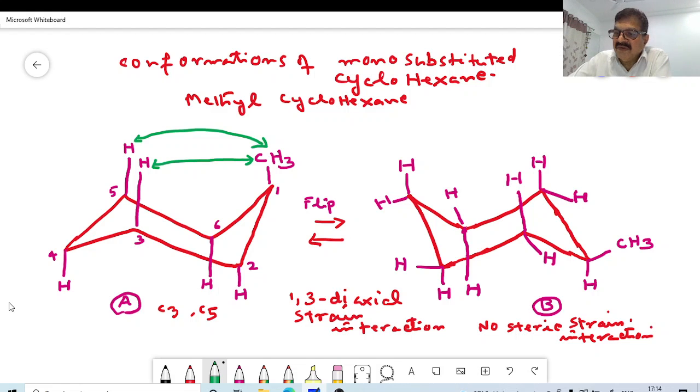Now, this is the case of a single substituent. Now, if it is a disubstituted cyclohexane, with two methyl groups, what will be the position? We will study that.